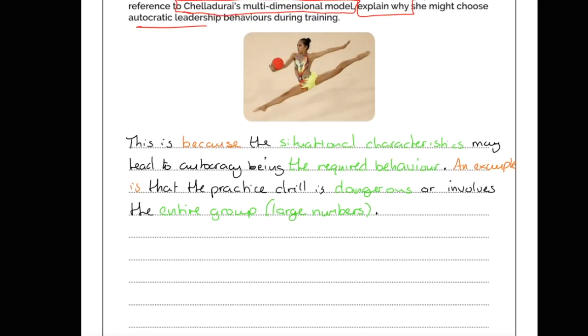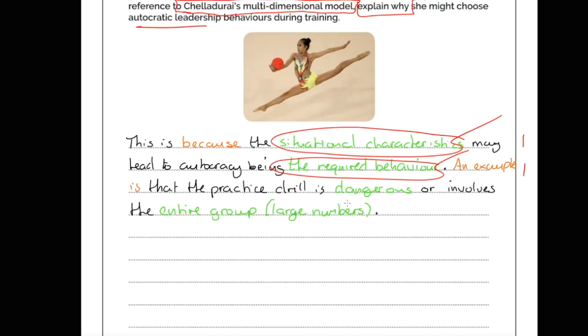Same rule: black is just words and fluff. Orange is the language I'm using to think through the skill of explaining why, and the green is the answer. Notice, no introduction. I'm not waffling. I'm not going, Shaladri presented a multidimensional model, it had the so-and-so element. Don't bother, just answer. This is because the situational characteristics, boom, mark. So I'm already referring to Shaladri, leads to autocracy being the required behaviour.